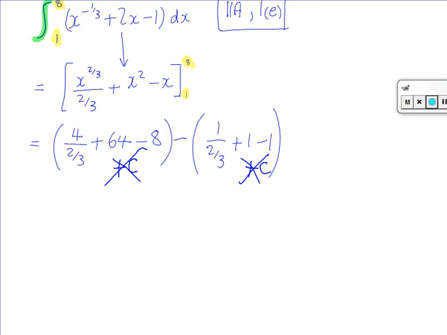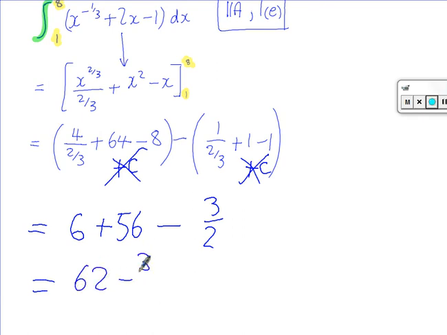So just tidying this up, we've got 4 over 2/3 is 4 times 3 over 2, which is 12 over 2, or 6, plus 64 minus 8 is plus 56, minus 1 over 2/3 is 1 times 3 over 2, which is 3 over 2, and the 1's cancel off. So it looks a bit messy, but 6 plus 56 is 62, 62 minus 3 over 2, and they tend to end up like this with awkward fractions, and once again we want to leave it top heavy, so this is 124 minus 3, 121 over 2.